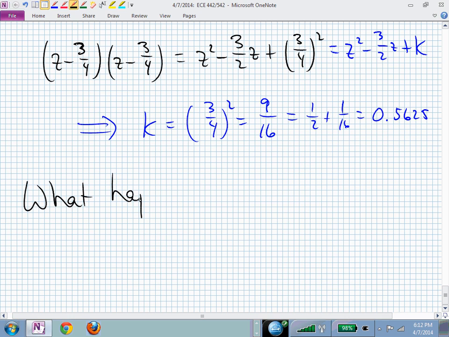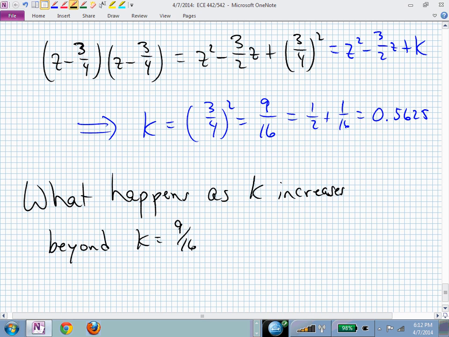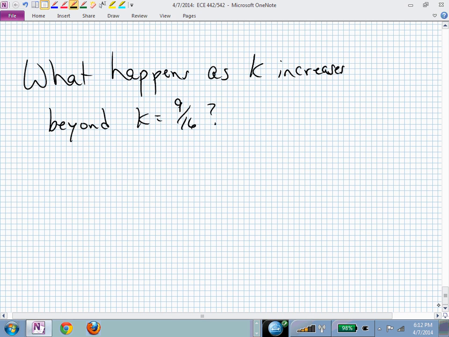And I just answered this question so you can put your coins back in. It's not even a yes/no question, but you can still put them back in your pocket. You don't want to leave them on the table. What happens as k increases beyond 9/16? And I've already answered that question, I hope.